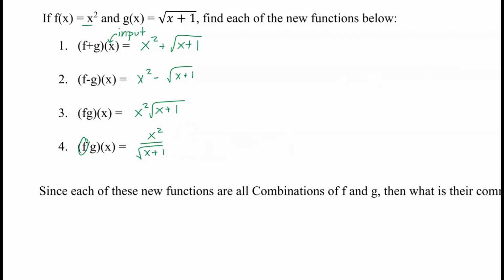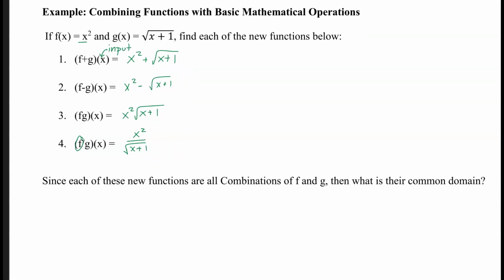All right. So now we have to go over the domains of each one of these combinations. Now, like I was saying before, the domain of a combination is where the original domains for the original functions overlap. So we need to figure out what was our original domain for f of x.